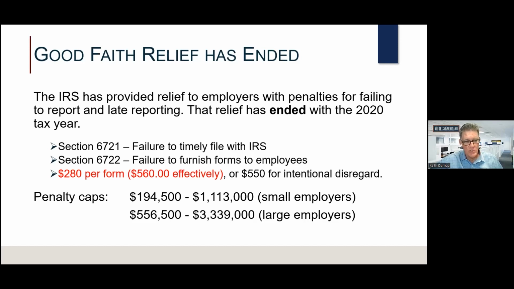Also know that in addition to the penalties for failing to offer coverage and failing to offer affordable coverage, you can also be penalized for not doing the reporting and doing the reporting late. Those penalties are $280 per form. However, it's effectively a double penalty because the IRS assumes that if you fail to file a form with the IRS, you also fail to provide the form to the employee.